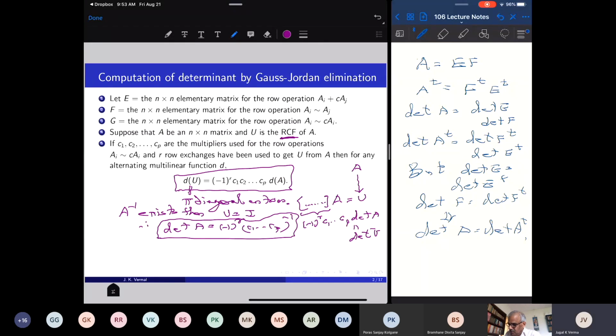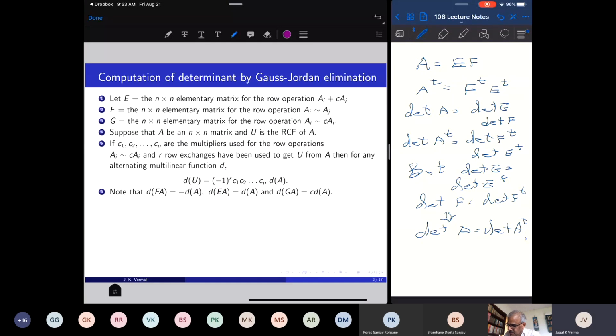Okay, so this is the Gauss-Jordan method. This is what I explained. Determinant of FA is minus determinant of A, where F corresponds to the elementary matrix exchanging two rows. Determinant of EA is determinant of A, where E is the elementary matrix corresponding to the row operation adding to Ai C times Aj. Determinant of GA is C times determinant of A, where G is the elementary matrix obtained from the identity matrix by multiplying the ith row by C. So determinant of GA is determinant of G times determinant of A, and that is C times determinant of A. And that leads to this formula.